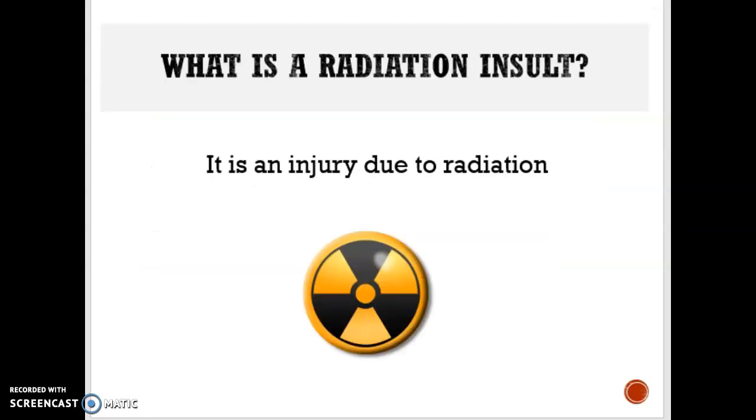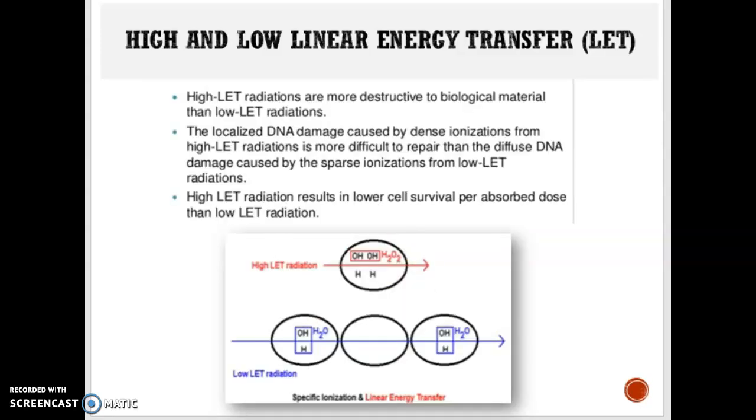So what is a radiation insult? It is basically an injury that is caused by radiation. So we will be differentiating between high and low linear energy transfer. Linear energy transfer is often just referred to as LET, and it's the amount of energy that an ionizing particle transfers to the material per unit distance. So it's the action of radiation inside the matter, what it does when it reaches there.